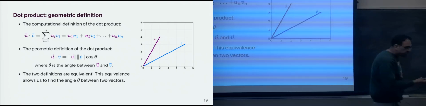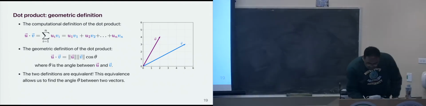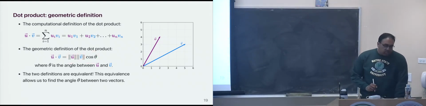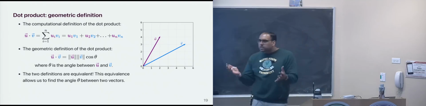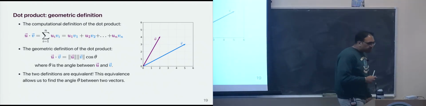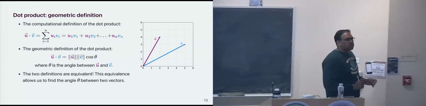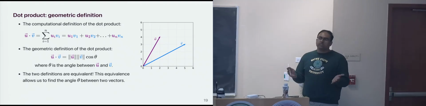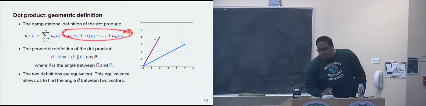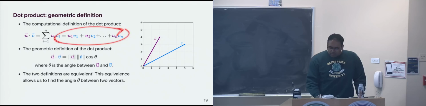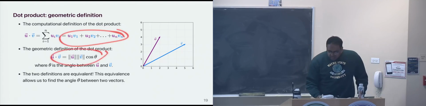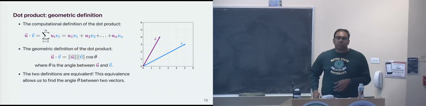One definition is the sum of element-wise products, but the other is the length of the first vector times the length of the second vector times the cosine of the angle between them. Sound familiar? So why do we need two definitions of the same thing? The key idea is that it helps us find the angle between the two vectors. I have a way of writing the dot product that doesn't involve angles, which I can do pretty straightforwardly, and another way that does involve angles. So what I can do is set this equal to this and solve for the angle between the vectors.